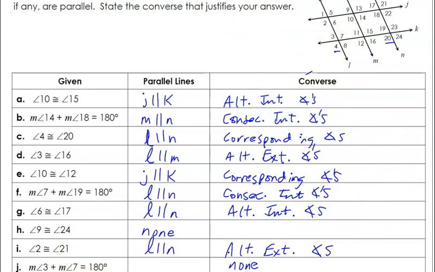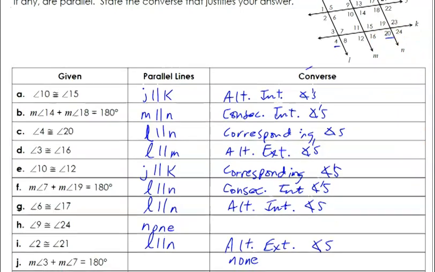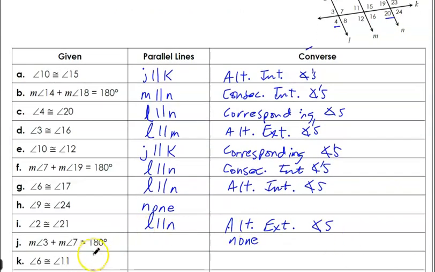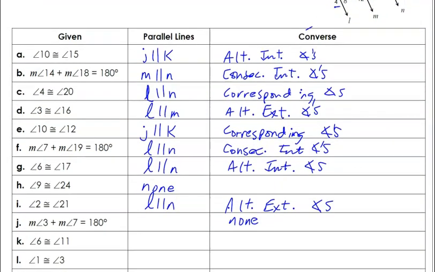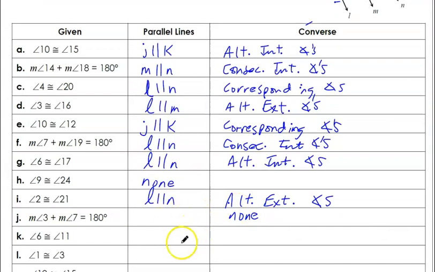All right, and then from here on, I'll be going back and forth so I can see the figure. So 6 and 11 are congruent. Let me scroll up a little bit. 6 and 11, not on the same transversal. So this is another case where nothing is proven as far as parallel lines go. So letter K is also going to be none.